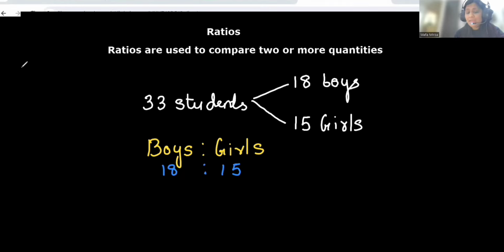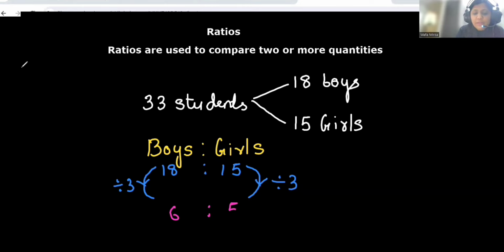I will just think, 18 and 15 come in the multiplication table of which number? So both come in the multiplication table of 3. I will divide both sides by 3. So whatever changes I am doing on the left side, the same changes I have to do on the right side of the ratio. So 18 divided by 3 is 6, since 3 times 6 is 18. 15 divided by 3 is 5, since 3 times 5 is 15.